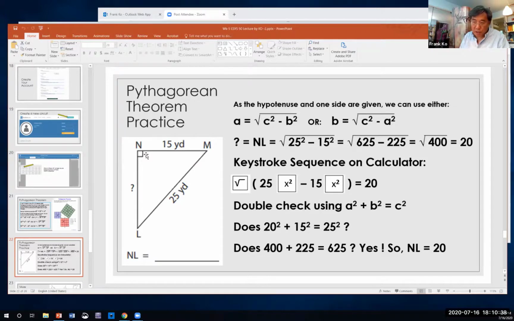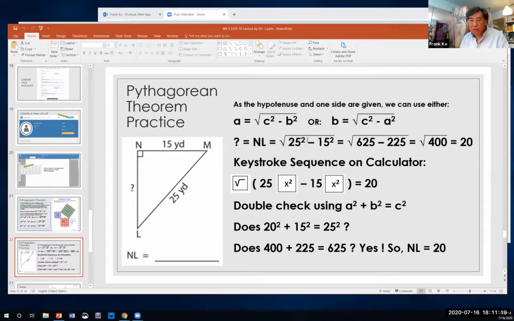It is opposite the right angle, and it happens to be given as 25 yards. You're also given one side as being 15 yards. You are asked to find the remaining side, which is designated by the points on the corner, N through L. So I'm looking for the length of NL equals to some number. And the way we do this is, I can use any one of these two equations, it doesn't matter. The length of the missing side is going to be equal to the square root of the hypotenuse squared minus the one side that is given squared.